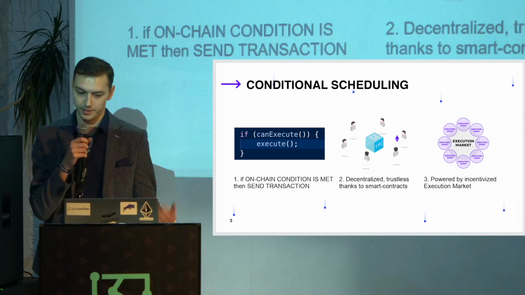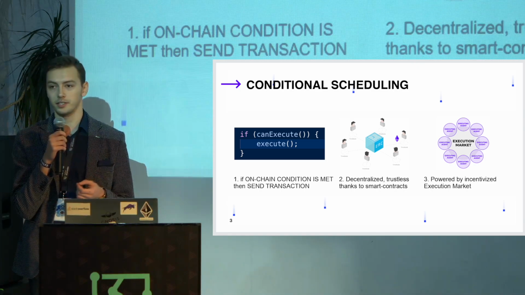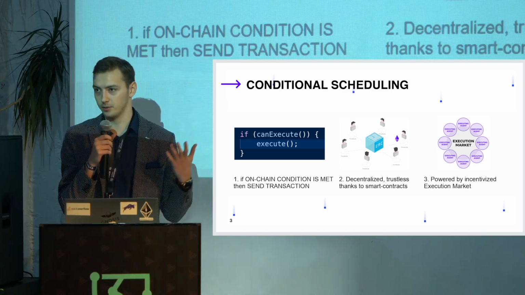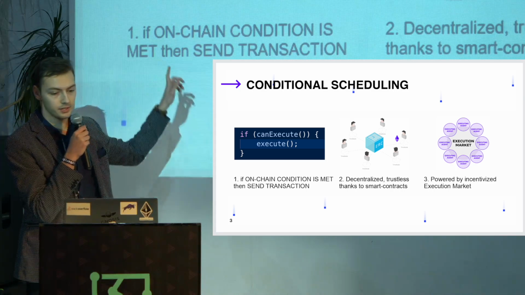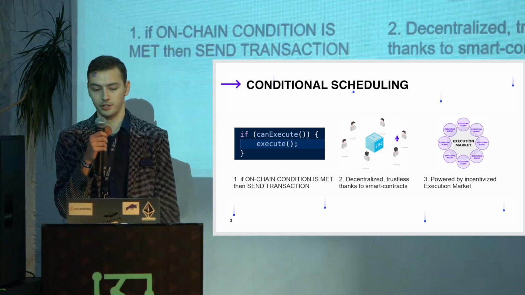So basically, conditional scheduling is, if you are familiar with programming, you want to do something when the condition is met. So this is basically this first thing here: if on-chain condition is met, then send transaction.